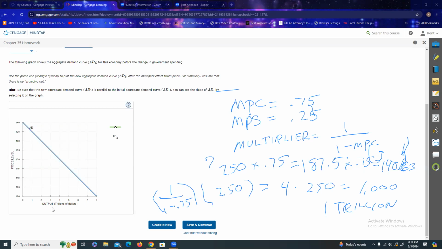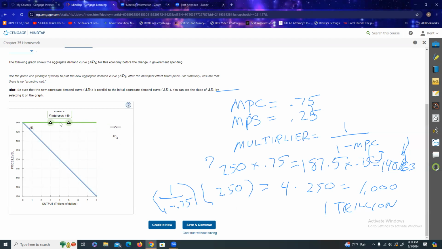Here's output in trillions. So it's going to go from 4 to 5, from 5 to 7, whatever. It's going to go that much. So pick a spot like right here that's going to shift to there now. It's going to be 1 trillion more. From this spot, it's going to be out here now, 1 trillion more.